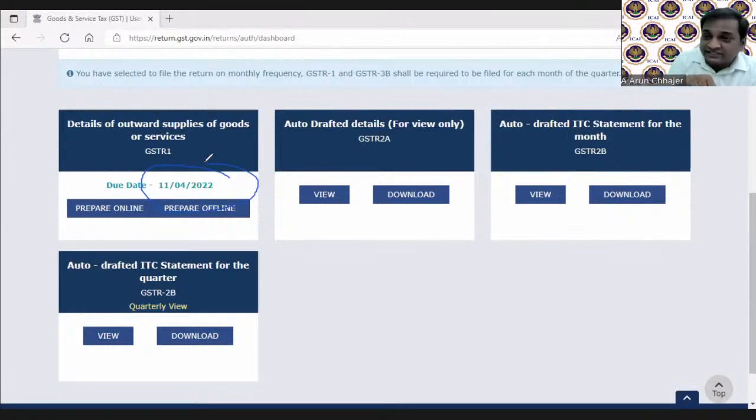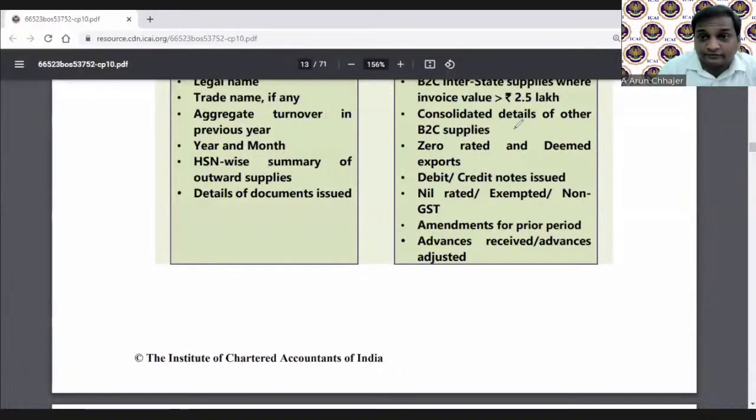As per provision it is the 10th, but the commissioner has extended the date to 11. That is the reason. Fine. So what is the content of the GSTR1? I am talking about page number 13 of the study material. So in short, you can see from here, but in detail, I will explain on the government portal.